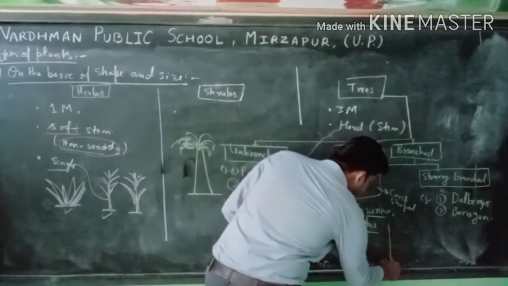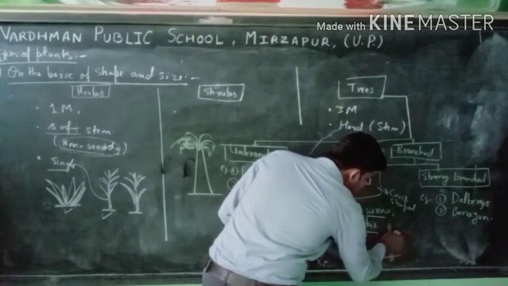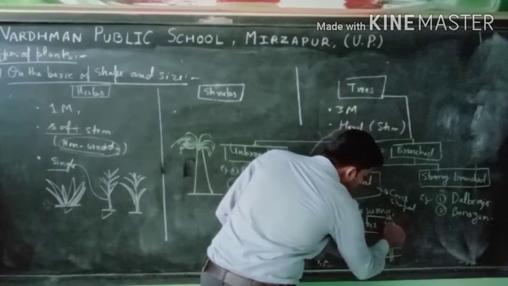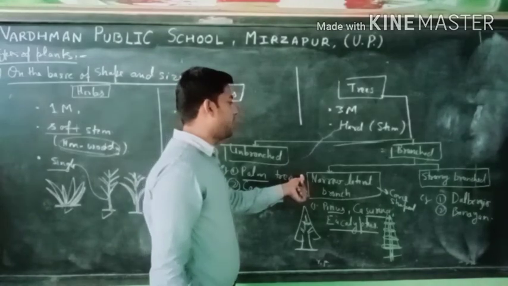If we talk about the eucalyptus plant, it looks like this shape and forms a cone-like structure. So they are known as narrow lateral branch trees.